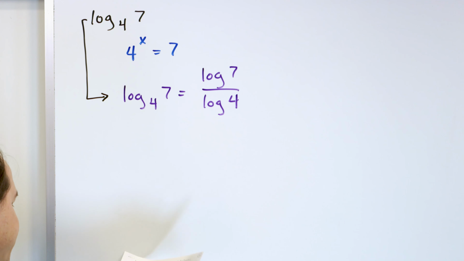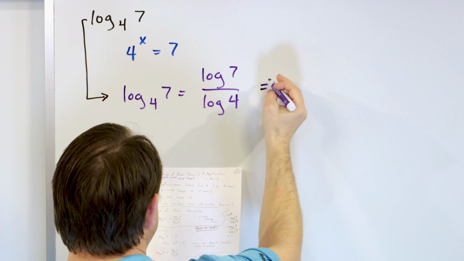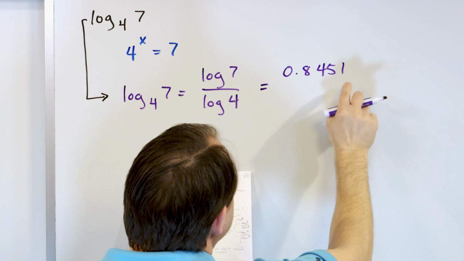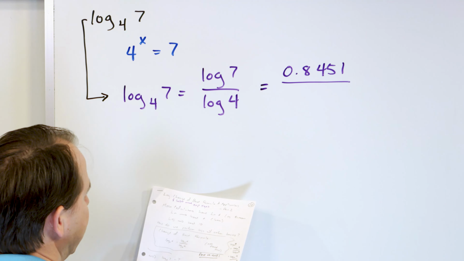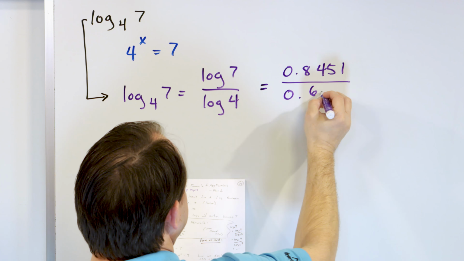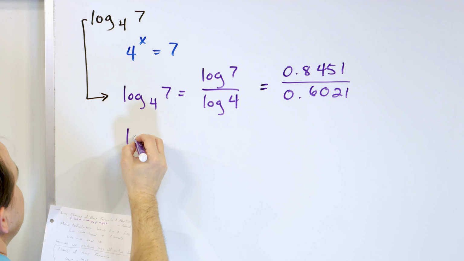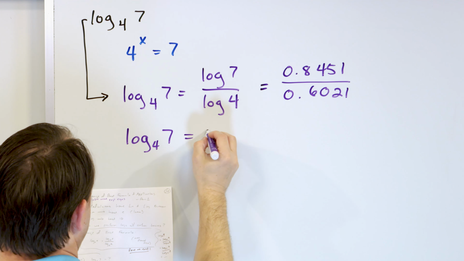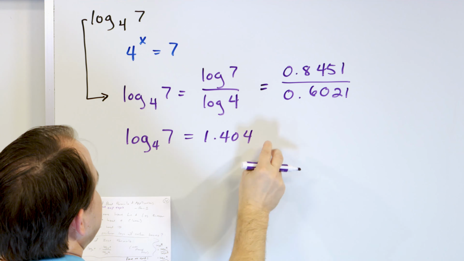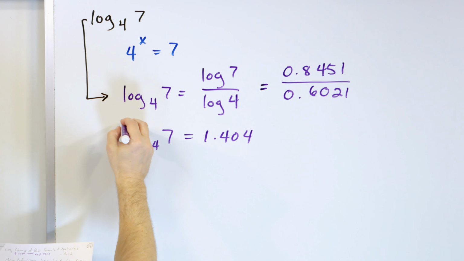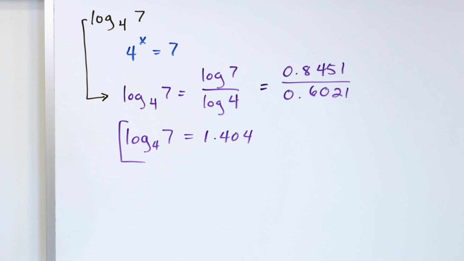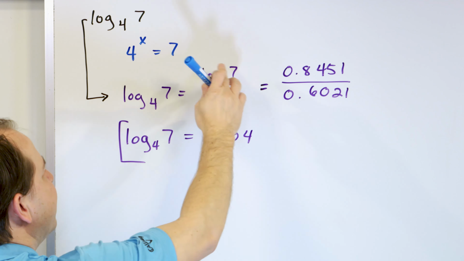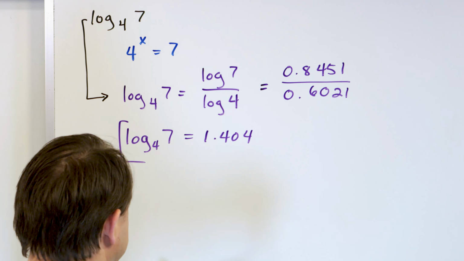So on my calculator, I'm going to crank in log 7, and I'll get a decimal back, 0.8451. This is rounded and truncated, of course. I'm just carrying 4 decimals. And then 0.6021. And so when you put that in and do that division, you'll get 1.404. Again, it's rounded. So I can say that the log base 4 logarithm of the number 7 is equal to this, and I can do it in my calculator because of the change of base formula.